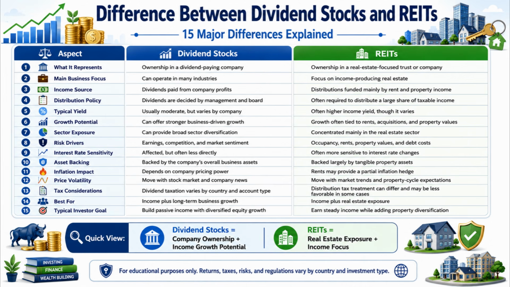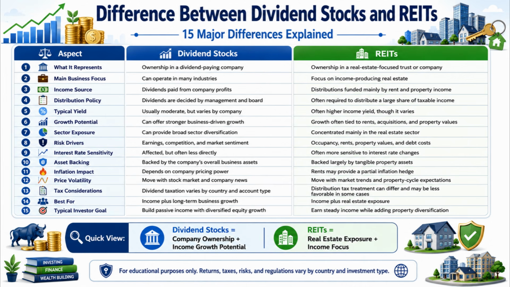Number 11. Dividend stocks depend on the company's pricing power to deal with inflation, whereas REIT rents may provide a partial inflation hedge. Number 12. Dividend stock prices move with the stock market and company news, whereas REIT prices move with market trends and property cycle expectations. Number 13. Dividend stock taxation varies by country and account type, whereas REIT distribution tax treatment can differ and may sometimes be less favorable.